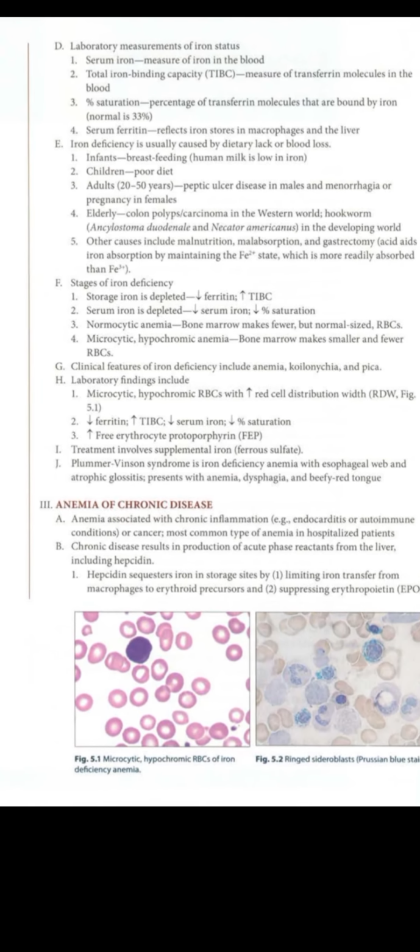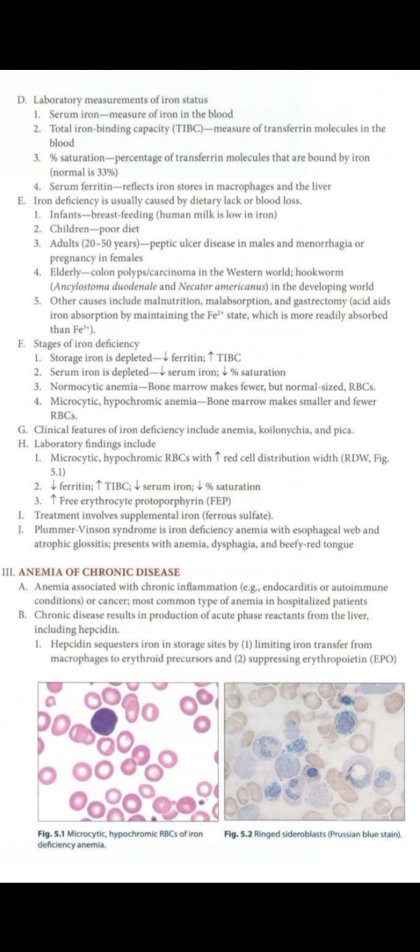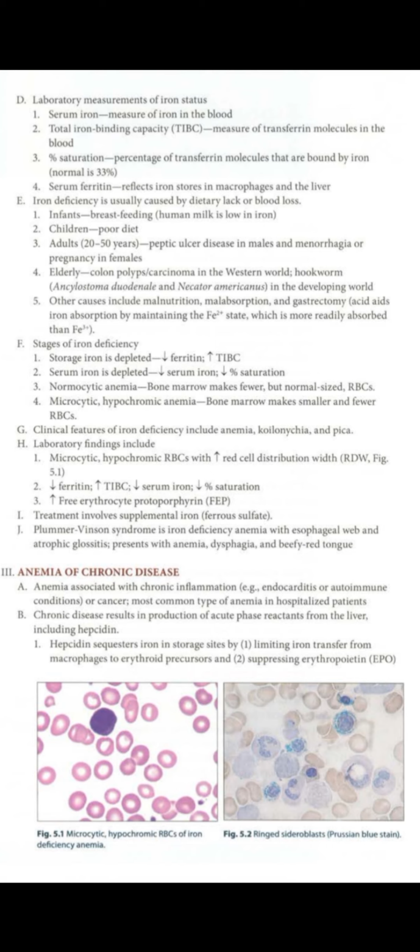Acid aids iron absorption by maintaining the Fe2+ state, which is more readily absorbed than Fe3+. Stages of iron deficiency. Storage iron is depleted: less ferritin, more TIBC. Serum iron is depleted: less serum iron, less percentage saturation.